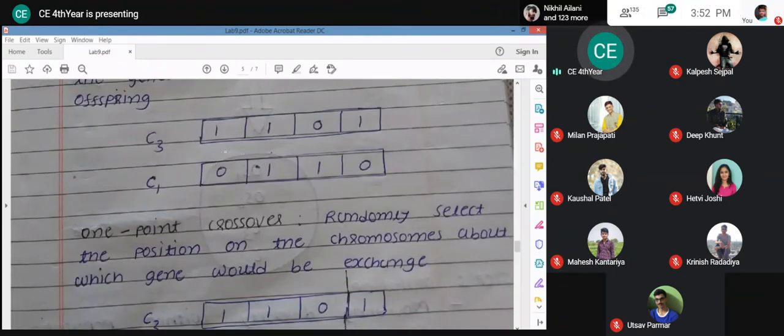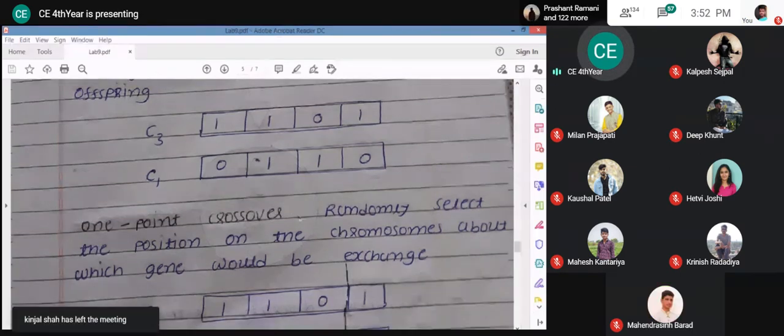In C3 chromosome it is 1101, and in C1 it is 0110. Now all of you know that you can apply 1 point crossover, or 2 point crossover, or uniform crossover. Any you can apply. Next I am applying the 1 point crossover.